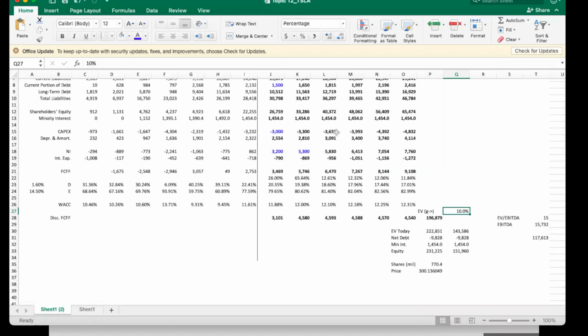Because remember, that's the growth rate forever. Now, granted, you might say, well, I think that they're going to be able to grow by 20%, their bottom line. Notice what that did. So let me actually put this as 10%.